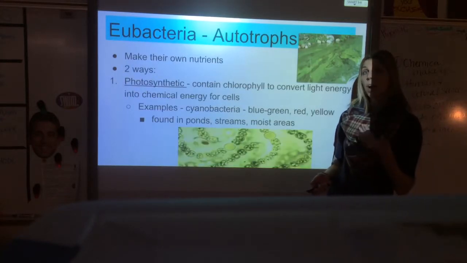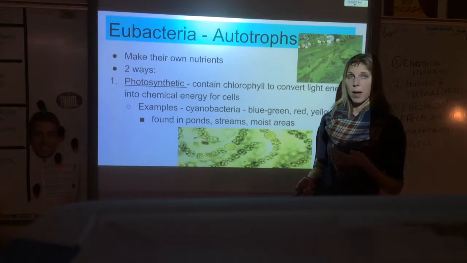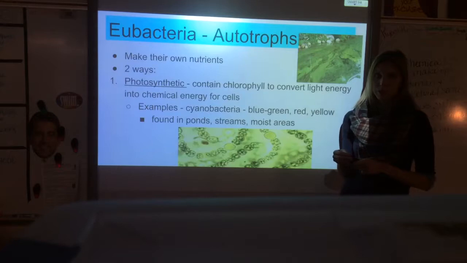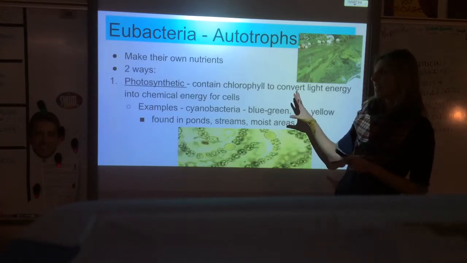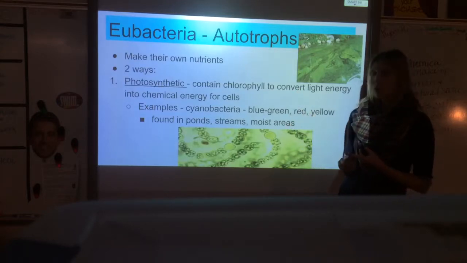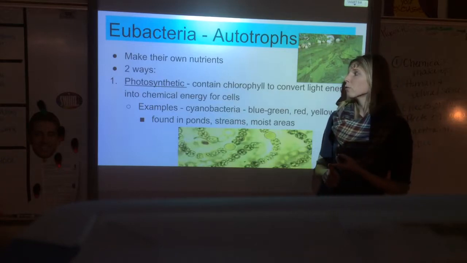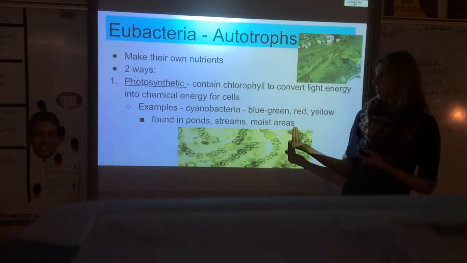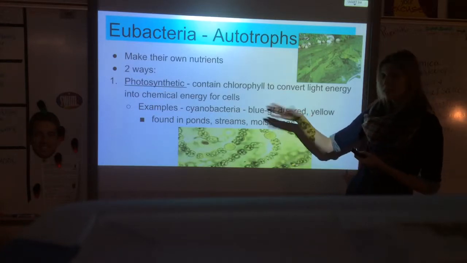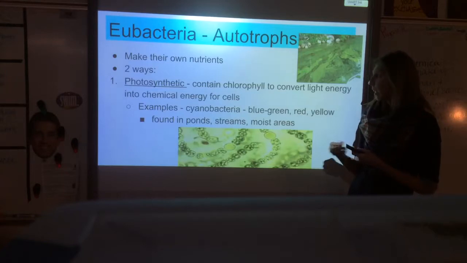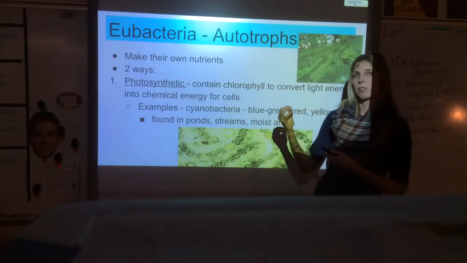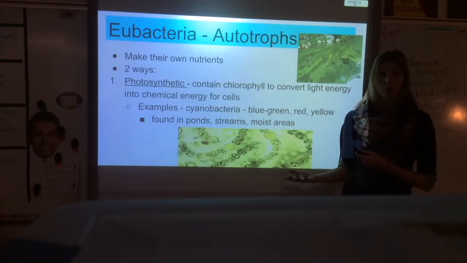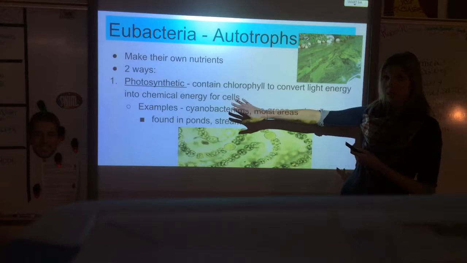On the other hand, there are autotrophs that are bacteria as well. They do make their own nutrients. So these are like our plant-like type of bacteria. A couple of ways that they can do this. They will make their own food by being photosynthetic. So like plants, they photosynthesize. They contain chlorophyll just like our plants do, and they convert that light energy from the sun into chemical energy that they can use to then grow. So just like plants, okay?